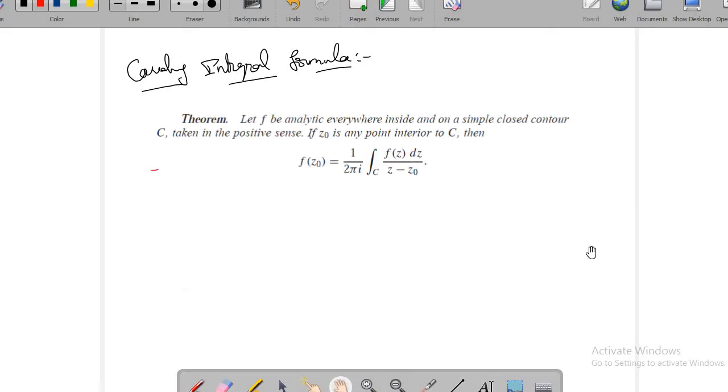So here is the Cauchy integral formula. Let f be an analytic function everywhere on the curve and also inside the curve. Then the value of the integral along C of f of z by z minus z0 into dz is equal to 2 pi I into f of z0. Here I'd like to mention the winding number as well, where eta is the winding number.